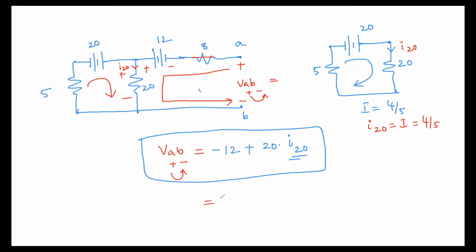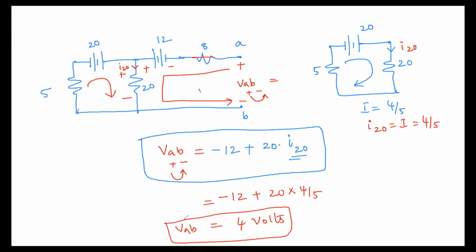So you got the I20, just substitute it and tell me. 4 volts, sir. Minus 12 plus 20 into 4 divided by 5. 5 1s are 5, 4s are 4, 4 4s are 16, and 4. This is 4 volts. So did anybody get the 4 volts answer previously? Yes, sir. Yes, very good, very good.